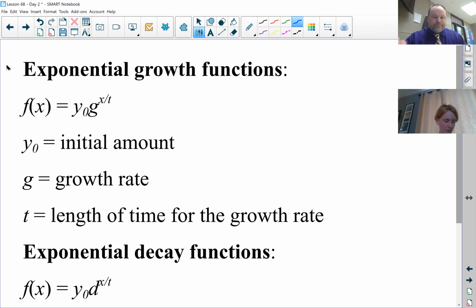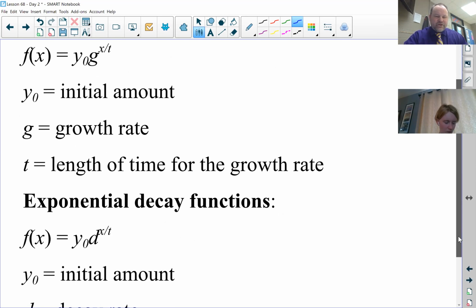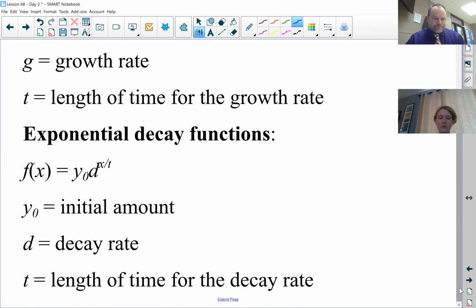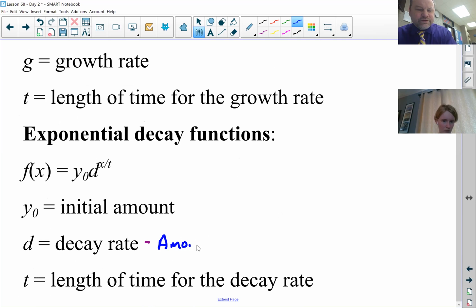The exponential decay is exactly the same. The only difference is instead of a growth rate, we have a decay rate. And one thing I want to talk about with the decay rate is this is the amount remaining.